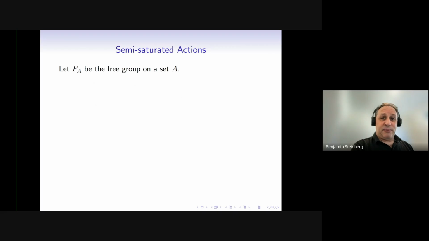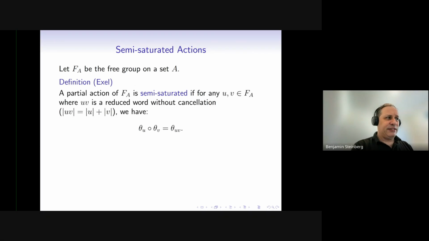So in this talk, I'm going to be interested in partial actions of free groups. So F_A will be the free group on a set A. And Exel introduced a notion of what's called the semi-saturated partial action. What it basically means is that if a product UV is reduced as written, in other words, there's no cancellation when you take the product of U and V, so the length of UV will be the length of U plus the length of V, then the action theta_UV is the composition. So what this says is it works like a regular action as long as the product is reduced.